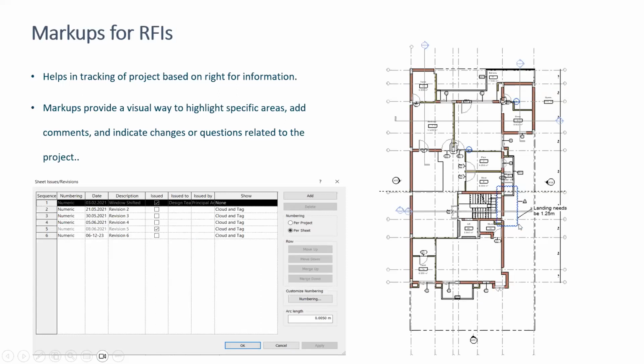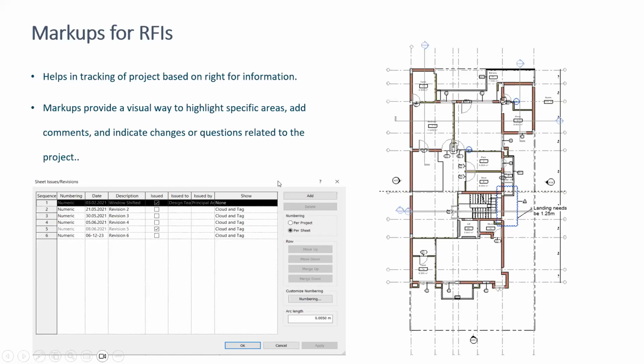Finally, we are going to look at markup for information, where you can see over here that we can mark down the area we need. Landing needs to be 1.25, or you need to give information to someone else to make corrections on the site. So this markup tool is used there, where we can raise a number of issues particularly to a person working on the project.